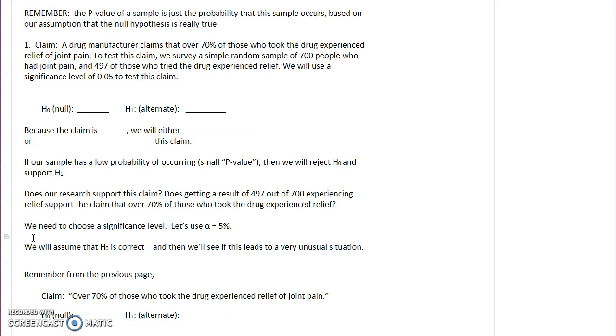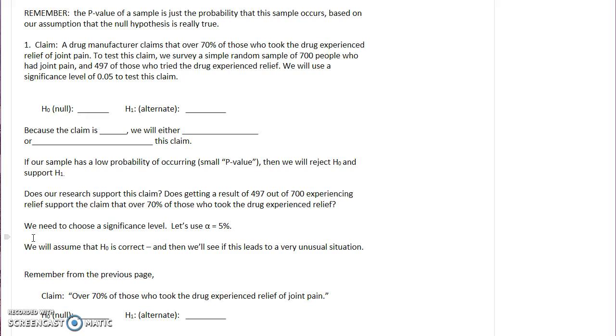So the claim is a drug manufacturer claims that over 70% of those who took a drug experienced joint pain relief. To test this claim, we survey a simple random sample of 700 people who had joint pain. And 497 of those who tried the drug experienced relief. We will use a significance level of 0.05 to test the claim.